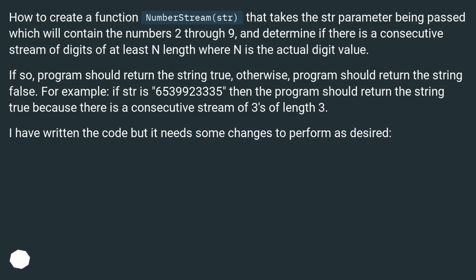For example, if str is 6,539,923,335, then the program should return the string true because there is a consecutive stream of 3s of length 3. I have written the code, but it needs some changes to perform as desired.